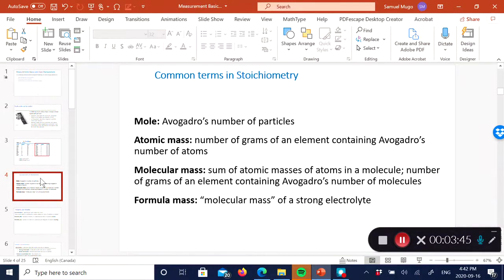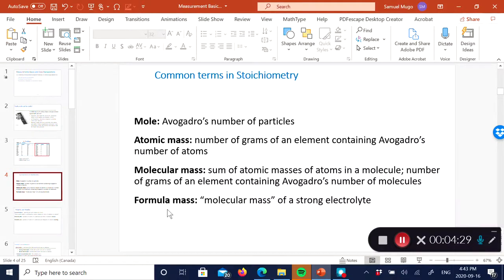Now, as far as stoichiometry is concerned, I expect you guys remember and know what mole stands for, and mole stands for Avogadro's number of particles of any chemical species, whether an atom or a molecule. Atomic mass refers to the number of grams of an element containing the Avogadro's number of atoms. Now, molecular mass refers to the atomic masses of atoms that represent the type of molecule that one is talking about. And formula mass is very similar to molecular mass.